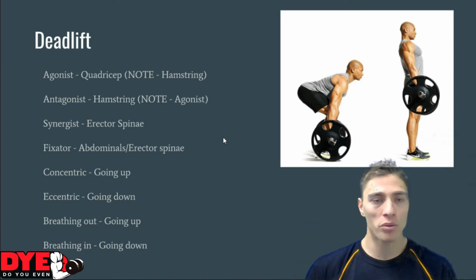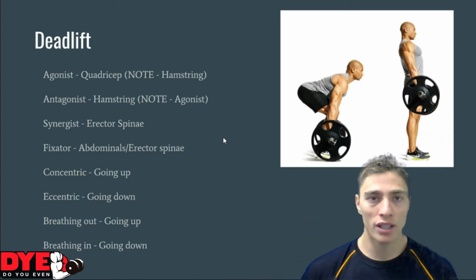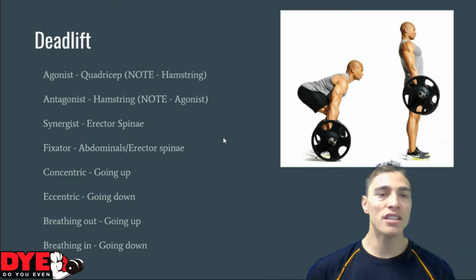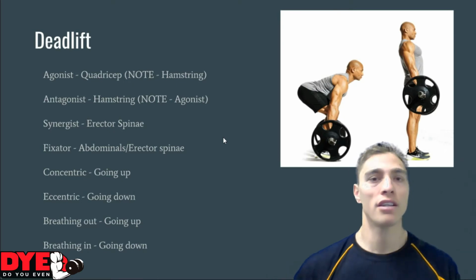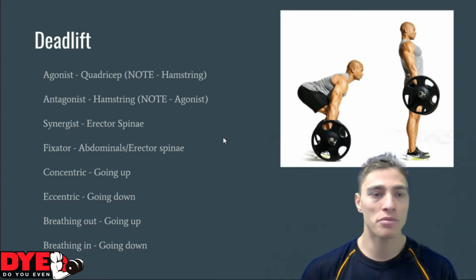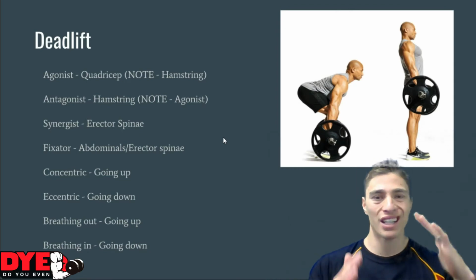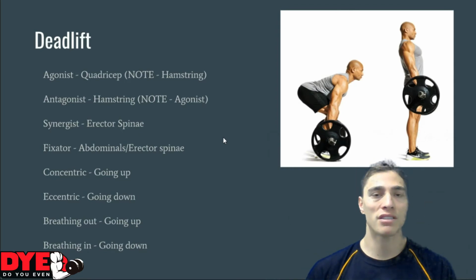Again, keep that in mind, what I've said earlier. If you are controlling it down, lowering it, you are strengthening your hamstrings. Synergist, erector spinae, your lower back, straightening you up big time, helps out without a doubt. Fixator, so again, your abdominals and your erector spinae. In this picture here, perfect technique, nice straight back, and keeps that straight back. Concentric is going up, eccentric is going down. Breathing out as you're going up, breathing in as you're going down.